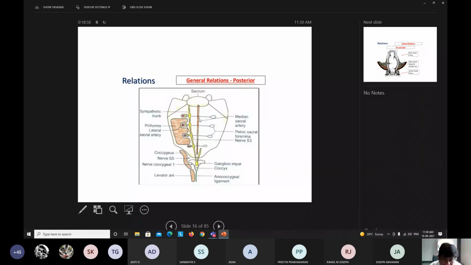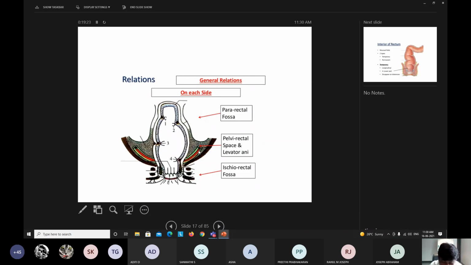And then in the middle, along with the median sacral artery, you have the ganglion impar, sacrum and coccyx, and then the anococcygeal ligament. So these are related posterior to the rectum. These structures are there in the midline.